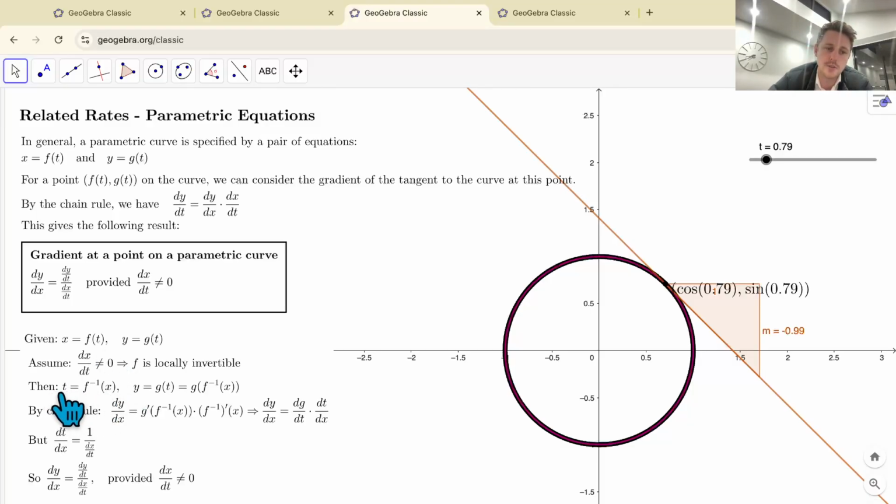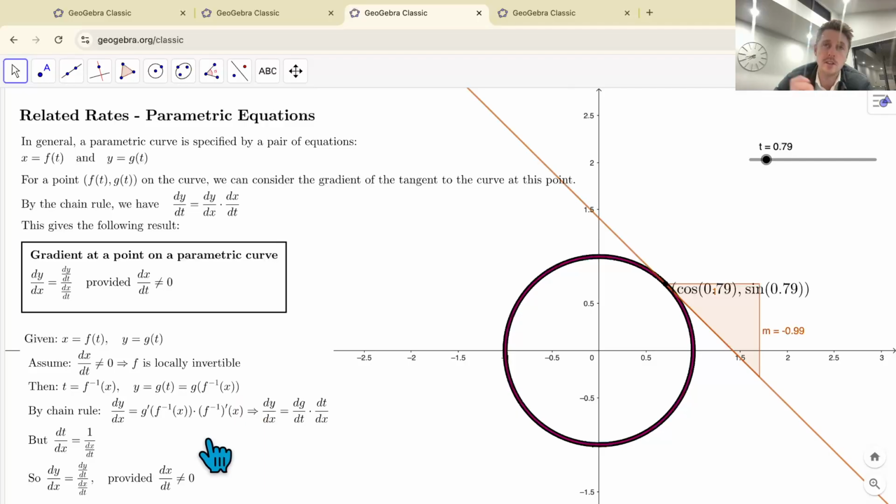If you're comfortable with that step, we can start to see how a composition of functions will arise out of this. We know t equals f inverse of x. We know y is equal to g of t, just by the way it's parametrically defined, but we know t is f inverse of x. So we know that y equals g of f inverse of x.